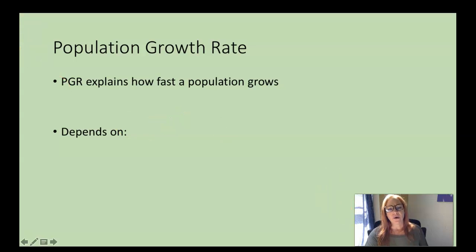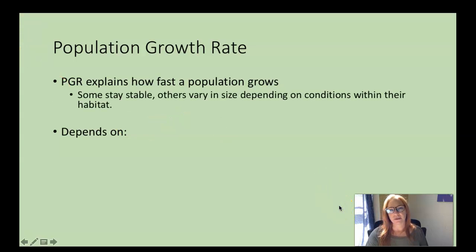Okay. So how do populations grow, and how fast do they grow? The population growth rate, or PGR, explains how fast a population grows, and it depends on the population, where they are, their limited resources and limiting factors. Some populations stay very stable. We don't see changes in them. There's a good equilibrium between some population and their environment and their competitors. We see other populations whose growth rate varies year to year, just depending on the conditions within the habitat. Okay? And we see this shown as both logistic and exponential growth.